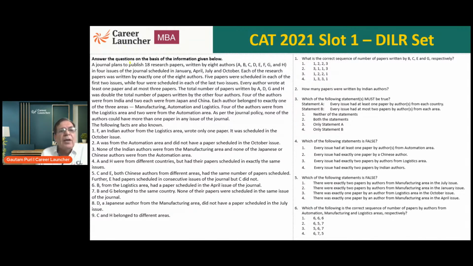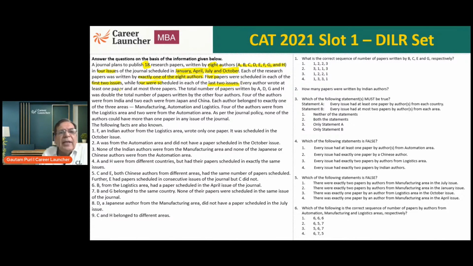Decipher first. A journal plans to publish 18 research papers written by 8 authors A, B, C, D, E, F, G, H in 4 issues of the journal scheduled in January, April, July, October. Each research paper is written by exactly one of the 8 authors, so no overlap. Each paper is written by one. There are not multiple authors. 5 papers were scheduled each in the first 2 issues, while 4 were scheduled in the last 2 issues, which means January and April 5 papers, July and October 4 papers each.